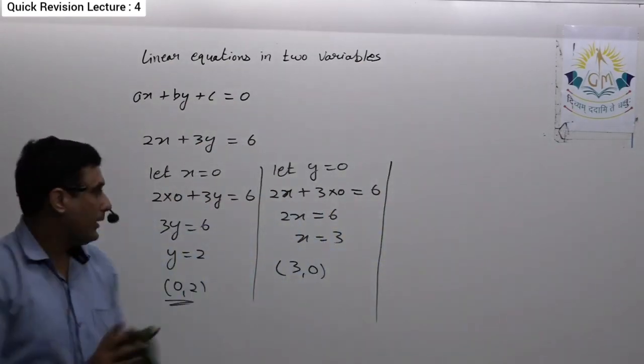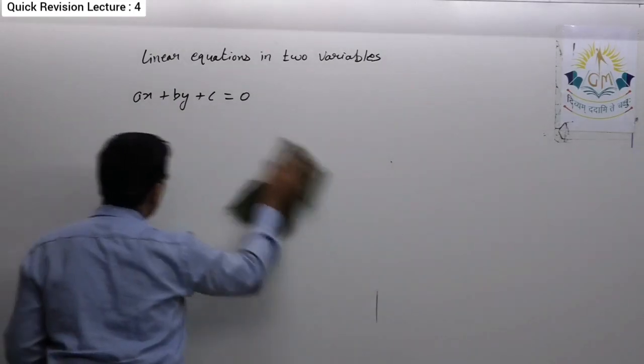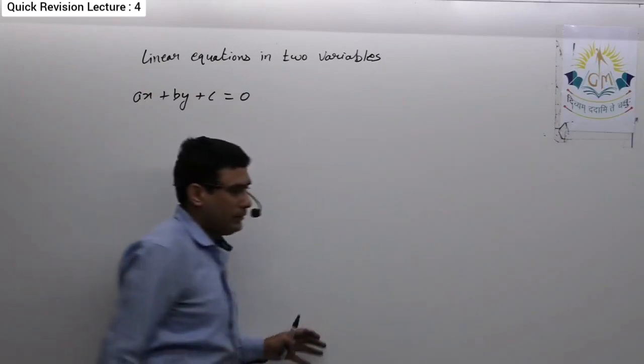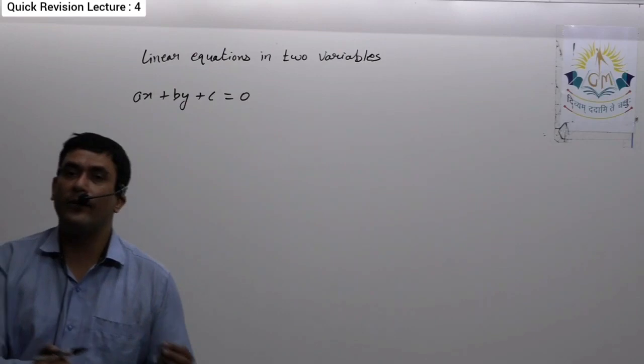Okay, so this is the way to get the solutions. Next type of question in this particular chapter: one of the solutions will be given to you and they will ask the value of the unknown.